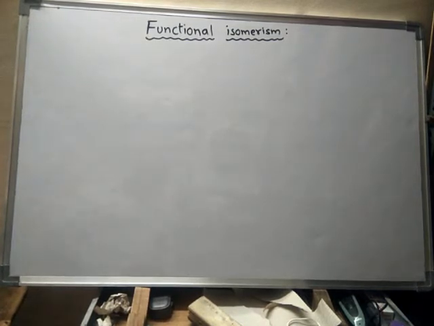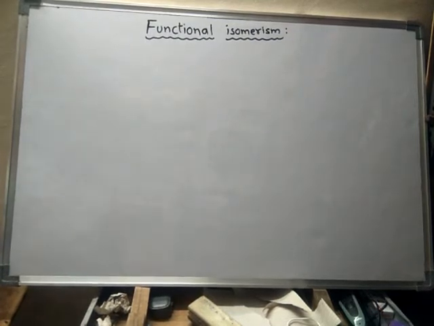So we have seen that isomerism is of mainly two types: structural isomerism and stereoisomerism. And structural isomerism is again of several types: chain isomerism, position isomerism, functional isomerism, ring chain isomerism, isotopomerism, metamerism, and tautomerism. So we have discussed chain isomerism and positional isomerism. Now today we are going to learn about functional isomerism.